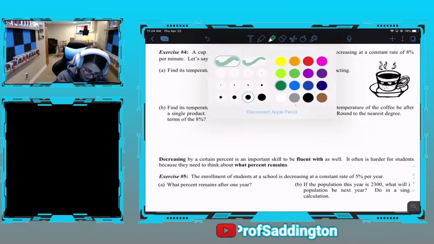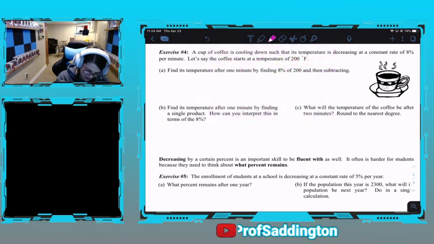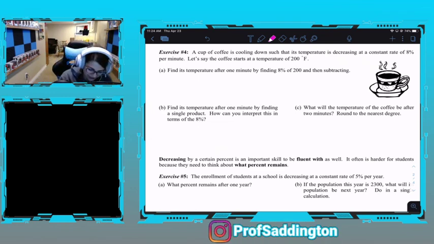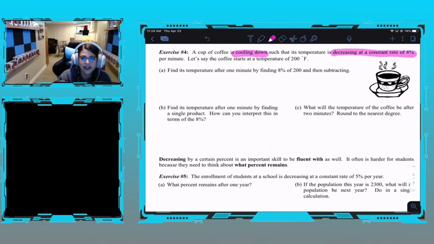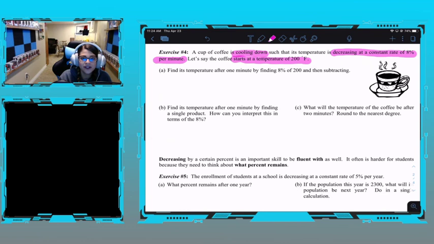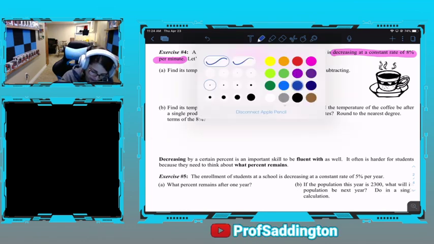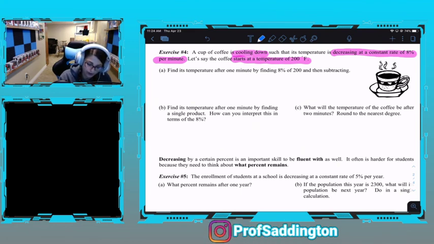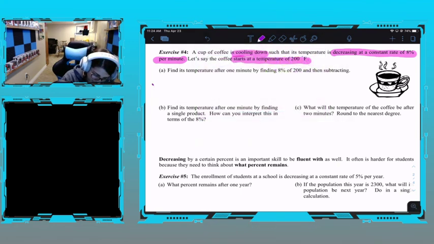I'm going to change my highlighter color. Dark green is just such an ugly highlighter color. All right. A cup of coffee is cooling down such that the temperature is decreasing at a constant rate of 8% per minute. Let's say the coffee starts at 200 degrees Fahrenheit. So for this one, we're going to do the long way and the short way again, just so you can see that they are equivalent. Okay, so we'll start with the long way.